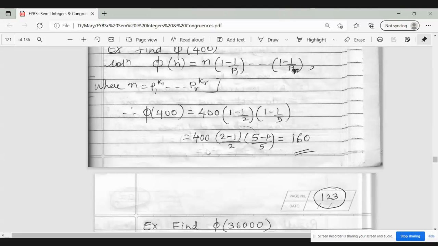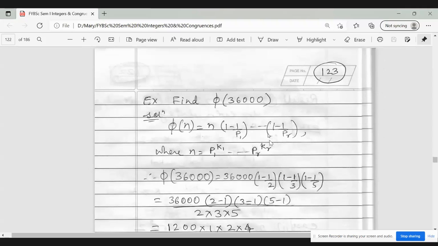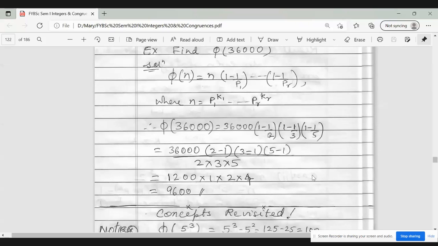So I can write n into 1 minus 1 by p1, 1 minus 1 by p2. Now for this also, 36000. Okay, you write the number, use this formula. 36,000 into 1 minus 1 by 2, 1 minus 1 by 3, 1 minus 1 by 5. So what are the primes which are there here? 2 is there, 3 is there, 5 is there. And so this formula can be used.